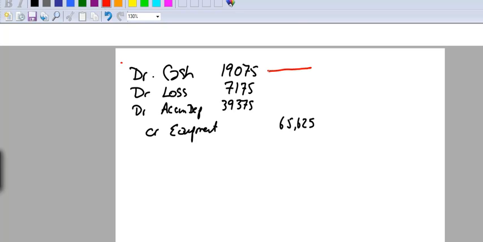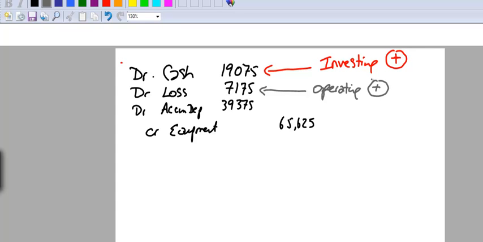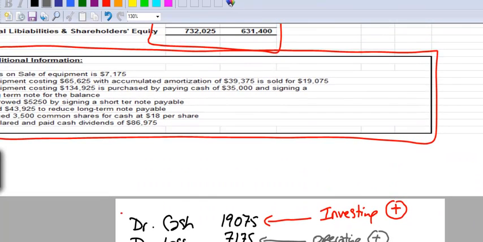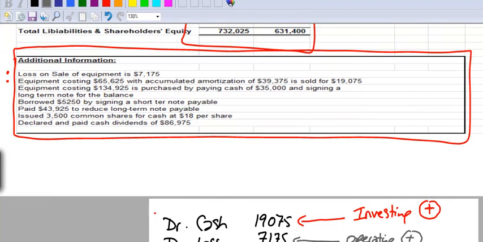Now, this cash account is going to go into my investing activities. Investing activities has to do with long-term capital assets or investments in other companies. I receive cash, and so it's an inflow. If I'm doing the indirect method, this loss goes into my operating activities, and this is an addition to it. The rest are irrelevant. Let's go back and take a look at another bullet point.